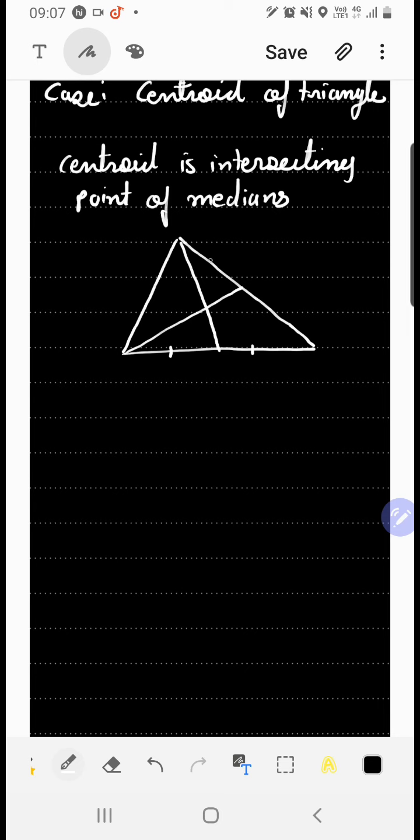I'm here just drawing two medians because I just want to show the intersection of the medians. So if I take a triangle ABC, D is the midpoint of BC and E is the midpoint of AC. And this intersecting point is the centroid, and the notation for centroid is G.